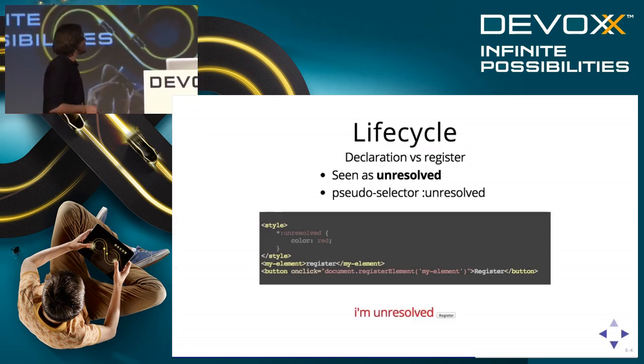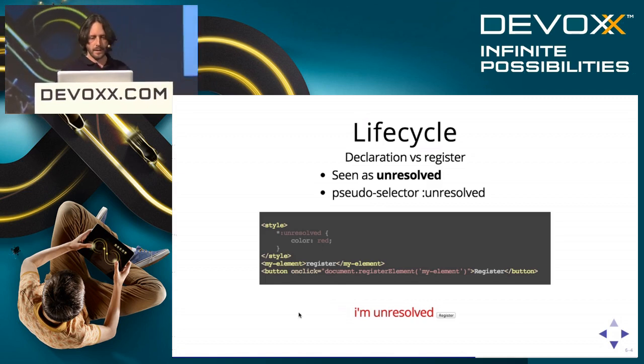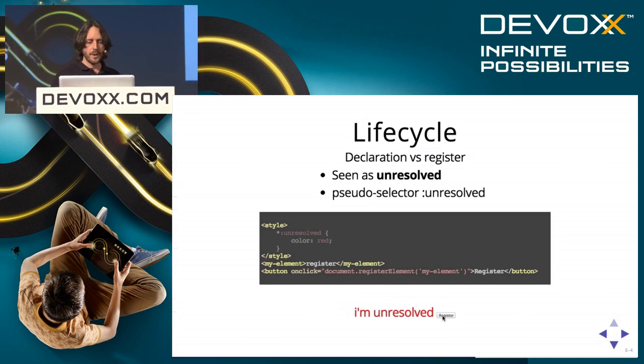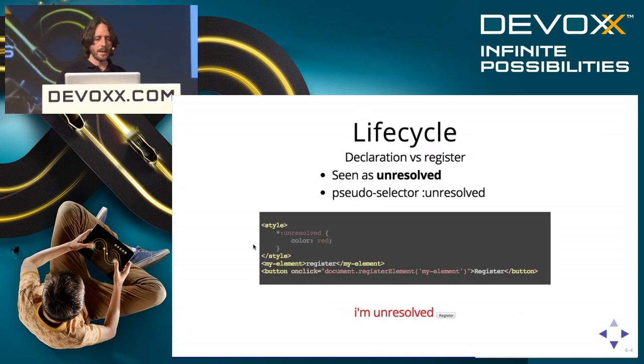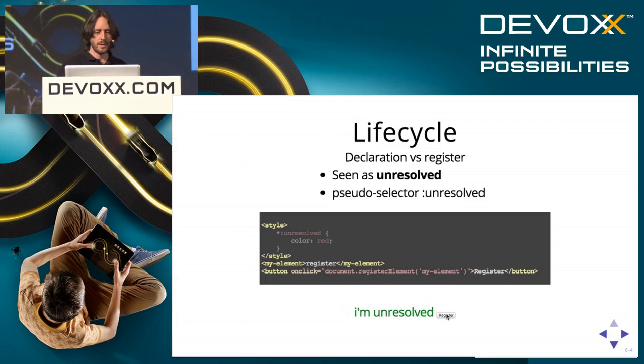For example, here you can see that I have a little button and an element, and the register will happen when I click this button. And I can make CSS rules that say that the color is red, and when I register the element, you see that the rule is not applying anymore.